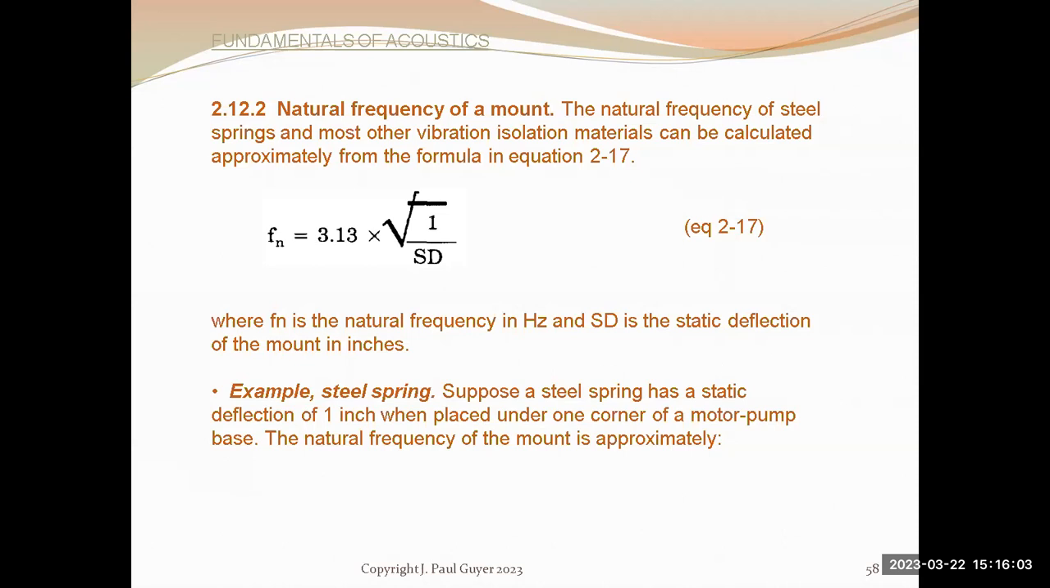However, something you need to look out for is the forcing frequency being at or near the natural frequency of the spring mount that you have selected. And the natural frequency of the spring isolator is given by equation 217, 3.13 times the square root of 1 divided by SD, or static deflection.